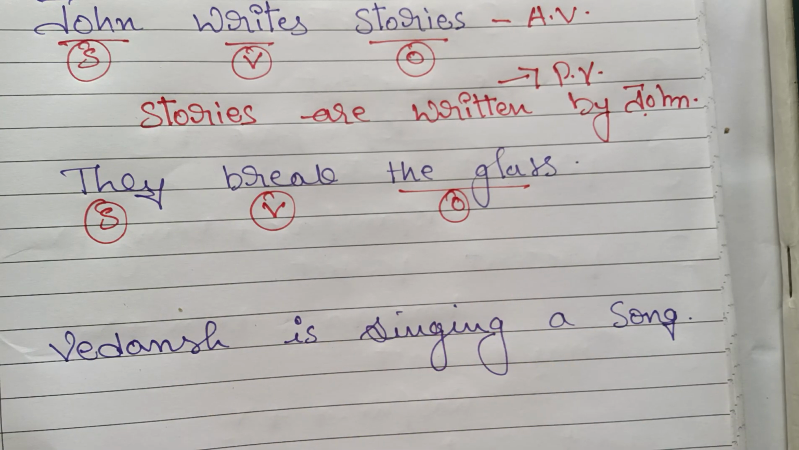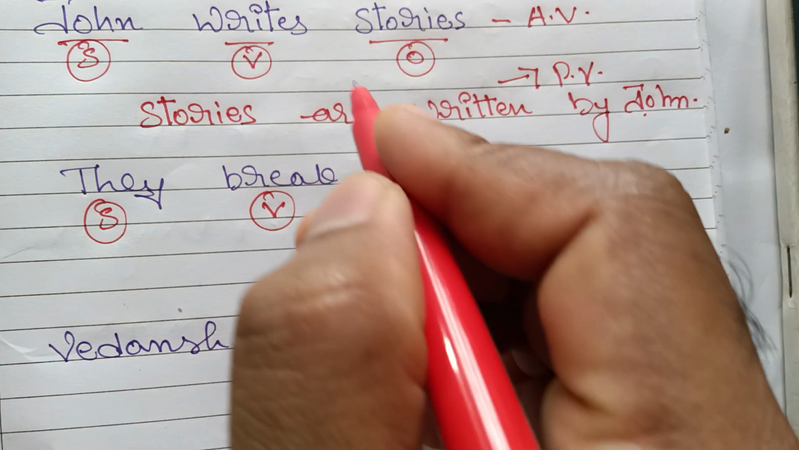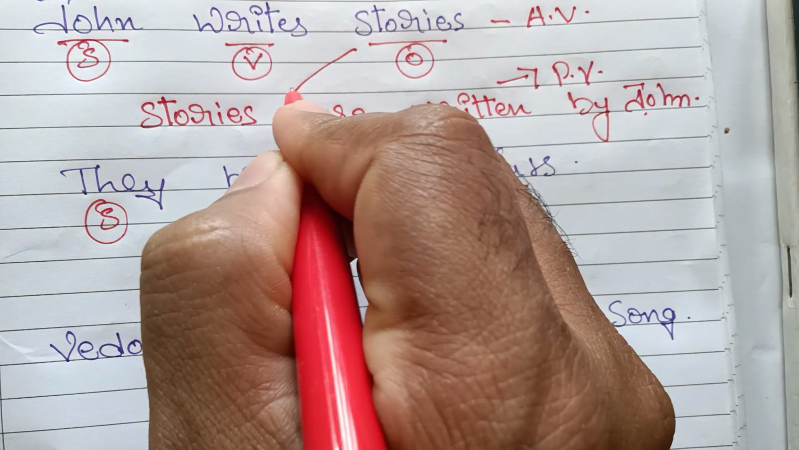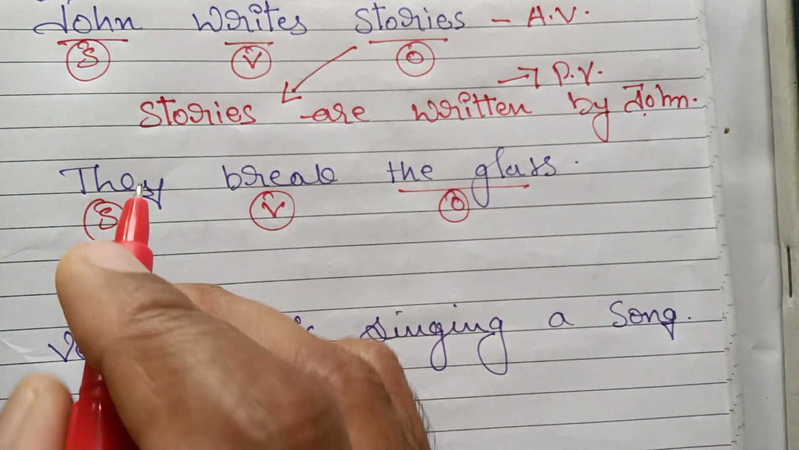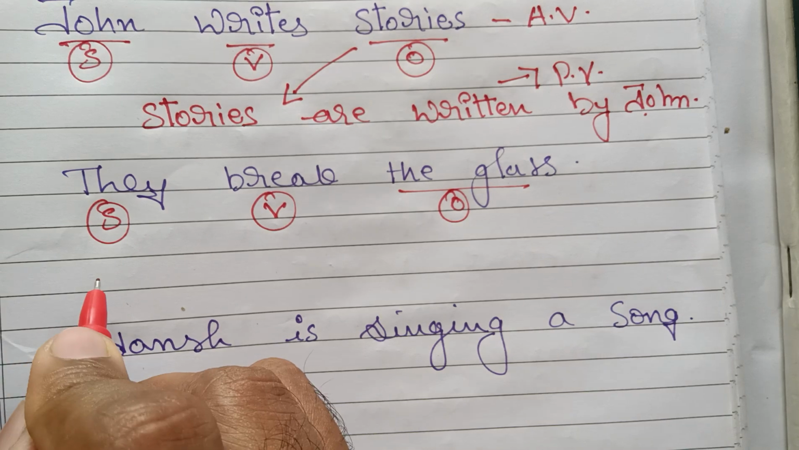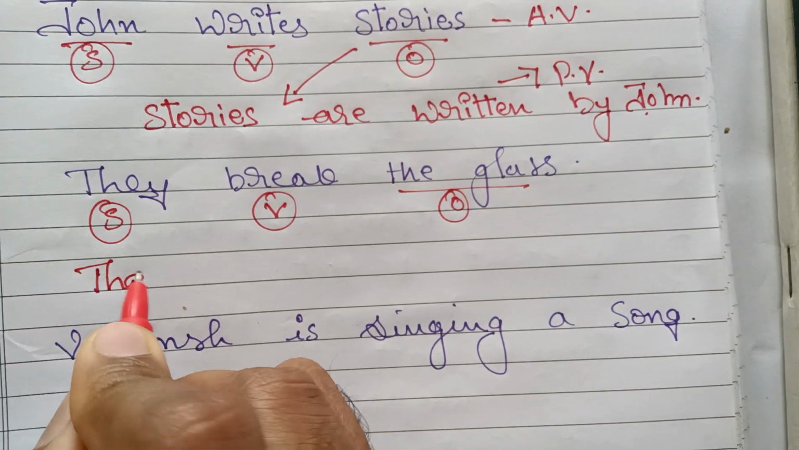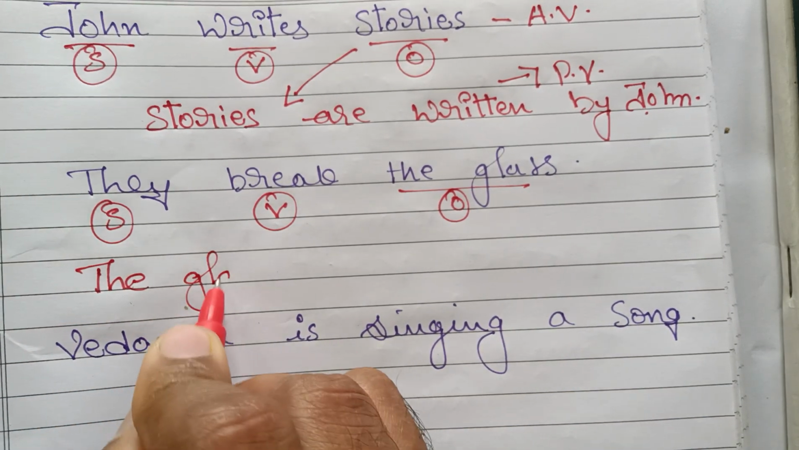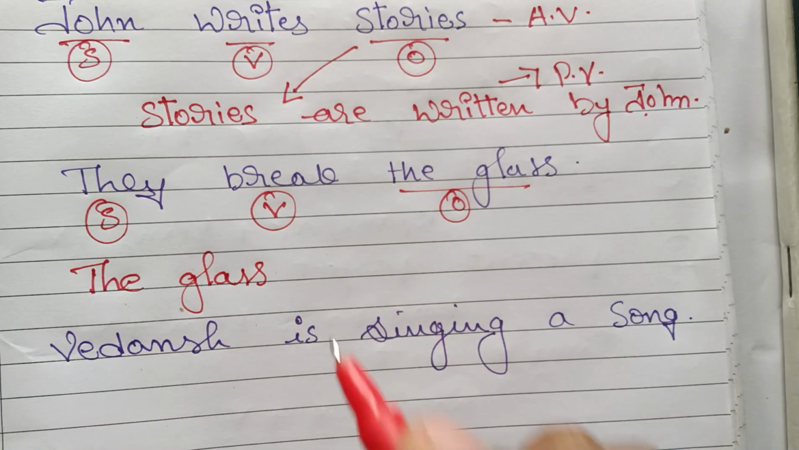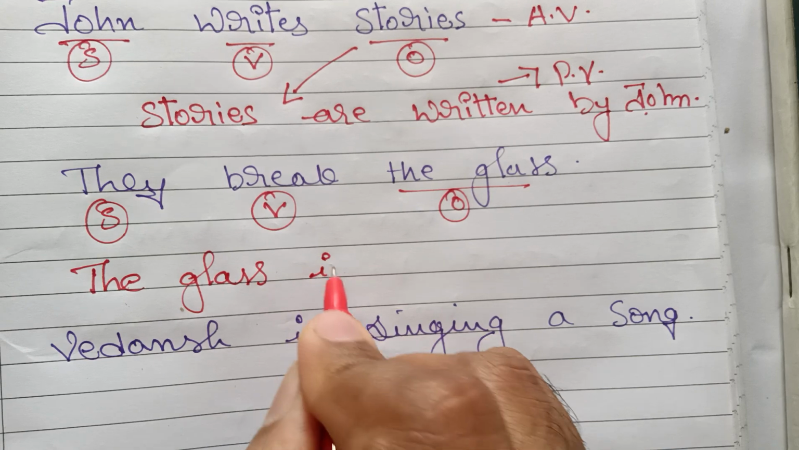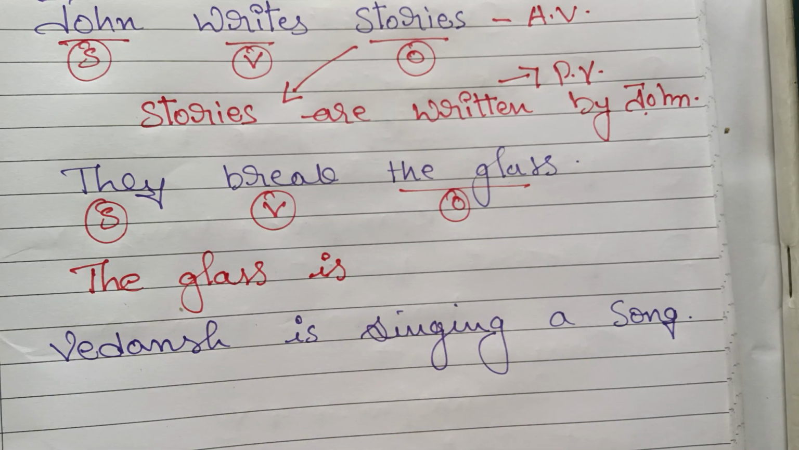And now we have to apply that crosswork. It is all about that crosswork. See crosswork. Stories became like this, and John became like that. So object becomes here subject. So write that the glass. Okay, the glass is singular or plural? Singular. So use is. The glass is.